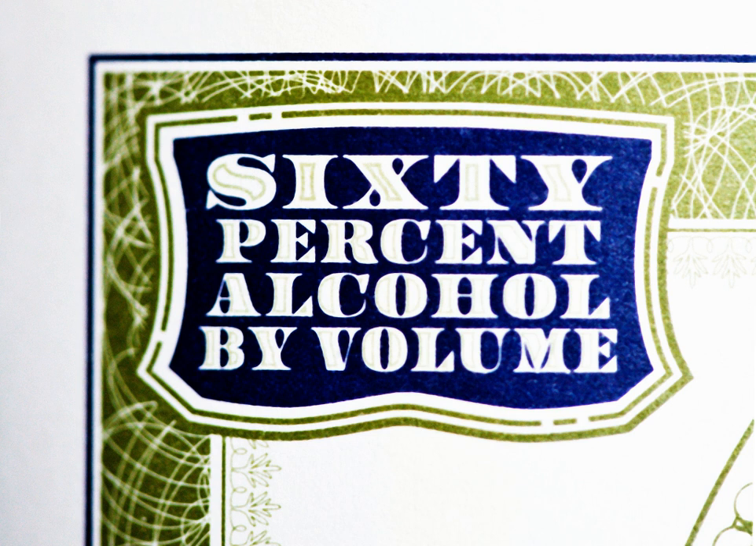Alcohol by volume, abbreviated as ABV or alc/vol, is a standard measure of how much alcohol (ethanol) is contained in a given volume of an alcoholic beverage, expressed as a volume percent. It is defined as the number of milliliters (ml) of pure ethanol present in 100 milliliters of solution at 20 degrees Celsius (68 degrees Fahrenheit).